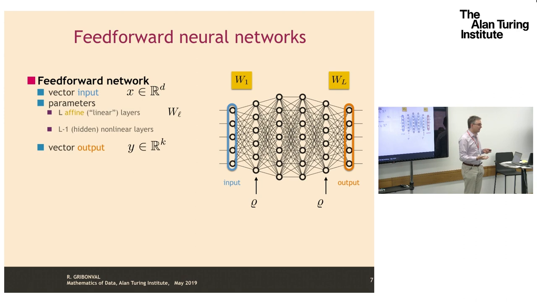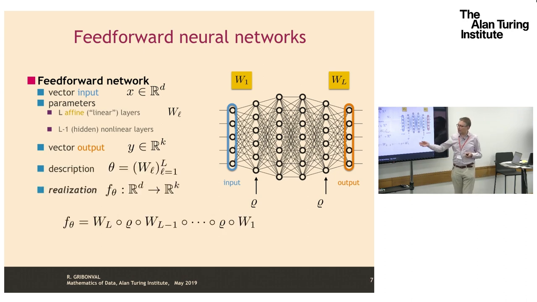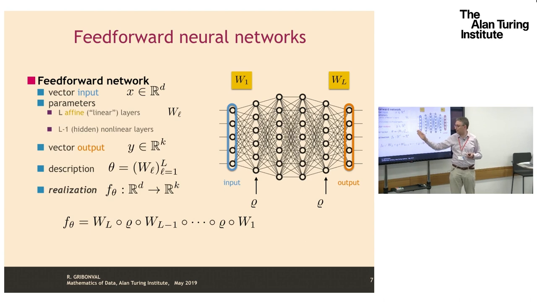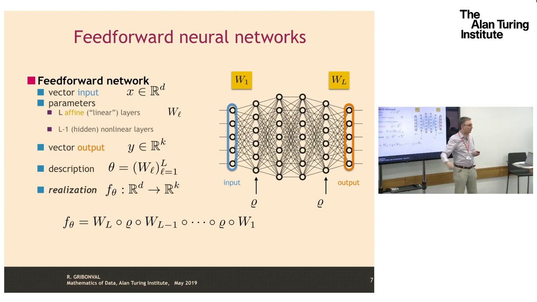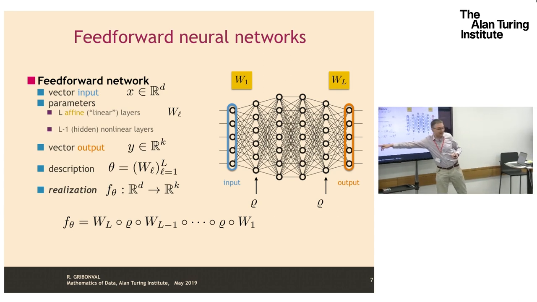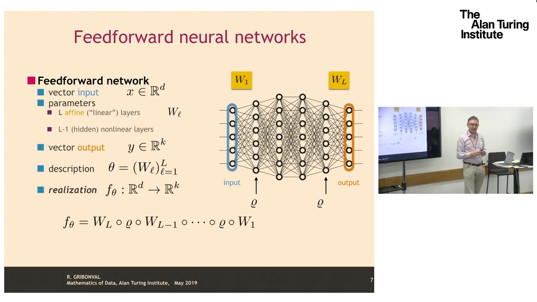What is really of interest is the function implemented by the network. A function can also be called the realization of a network. So the description of the network is essentially through the choice of the nonlinearity and the nature of the affine layers. The function itself, the realization, is a function from R^D to R^K, which is just the composition of affine layers and nonlinearities, with no nonlinearity in the end. The last layer is linear. That's important because it brings in some linearity at the last stage that's used for many of the analyses.